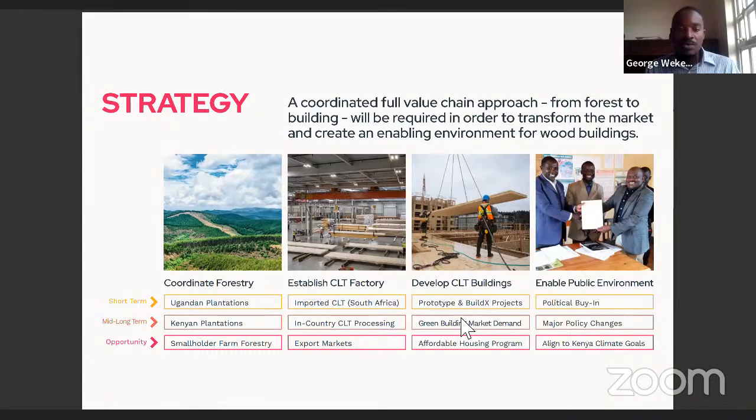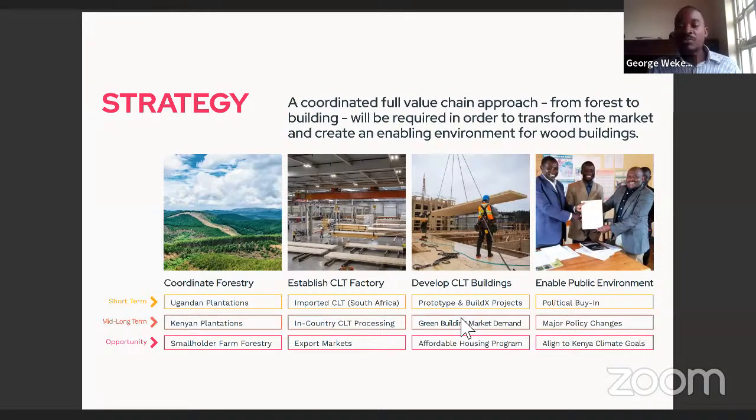In the meantime, we look at developing our own Kenyan plantations. Here we are in discussions with the KFS and other forestry players to also influence how we as a country can be able to build our forestry potential and have in-country CLT processing.